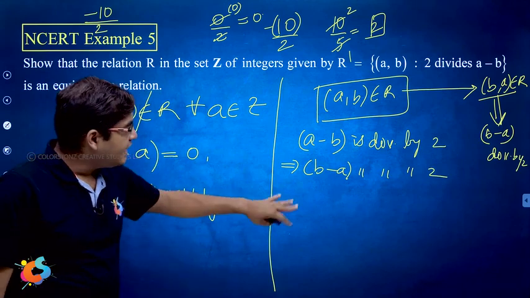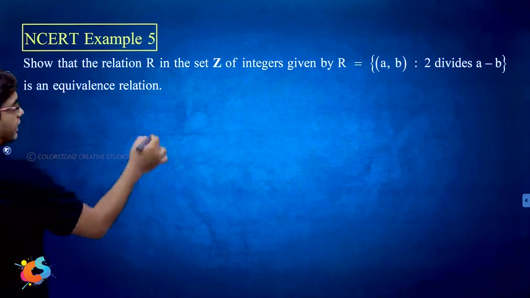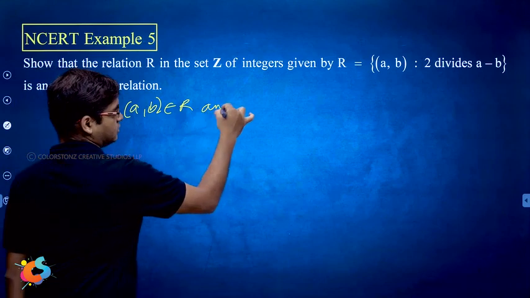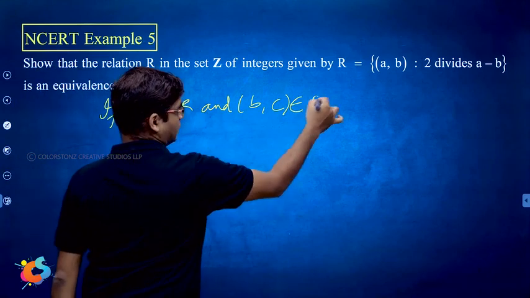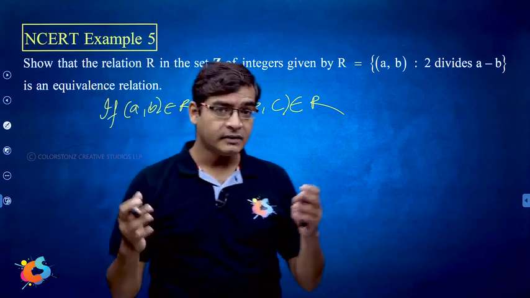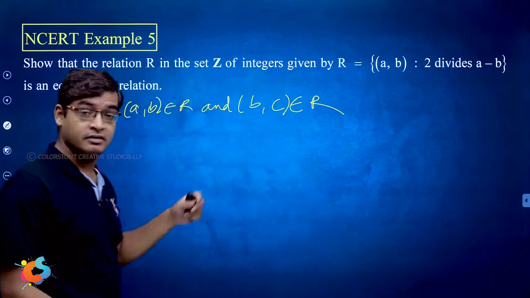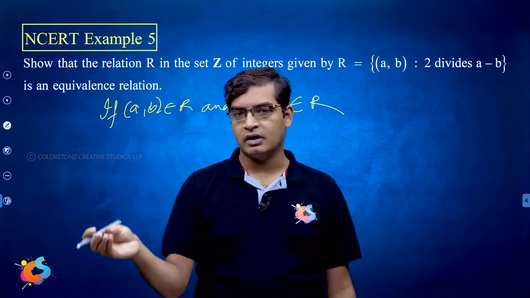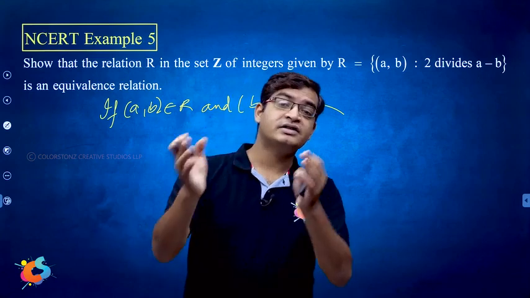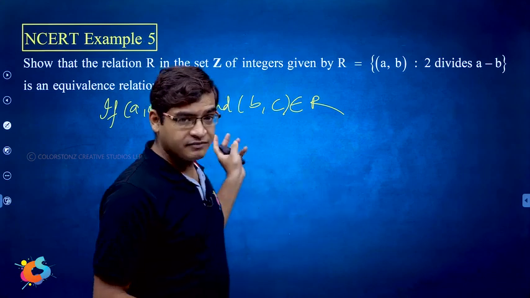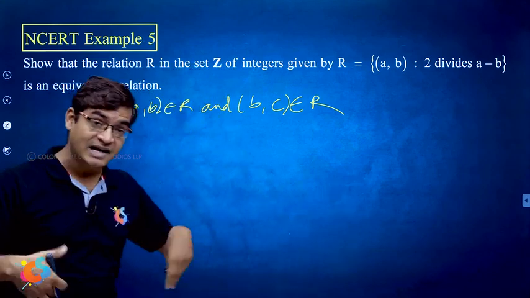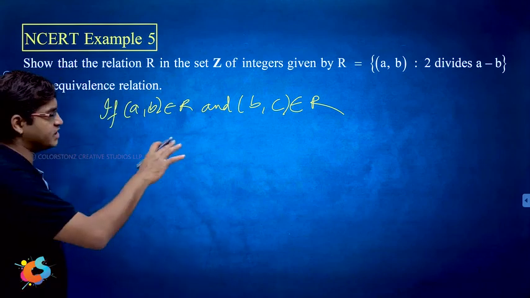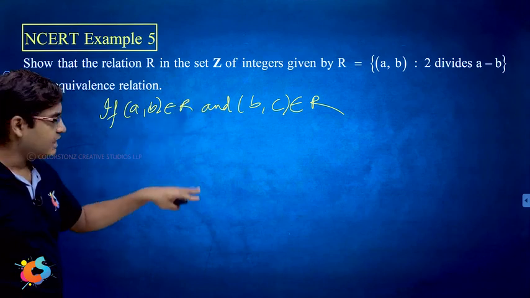Okay. So next will be, if a comma b belongs to R and b comma c belongs to R. So now we are checking for transitive. We know this is the method, as I told you. This is the same method. Whenever you are checking for reflexive, symmetric, or transitive: a comma a belongs to R or not; a comma b belongs to R, then seeing for b comma a belongs to R or not. And for transitive, if a comma b belongs to R and b comma c belongs to R, then a comma c, does it belong to R or not? This is the same procedure, just the condition will be different and the equations will be different.